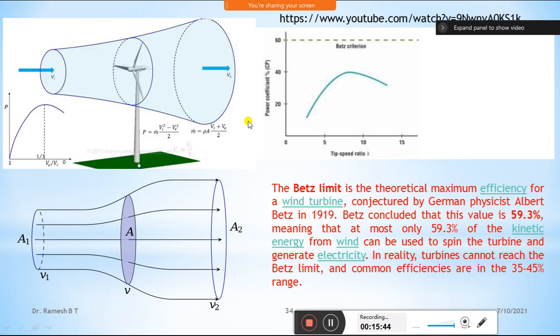That is the maximum power coefficient, which is equal to 0.59, we just discussed in the previous class. The same thing is given by Betz. It is 59.3 percent or 16 by 27. The ratio is 16 by 27.